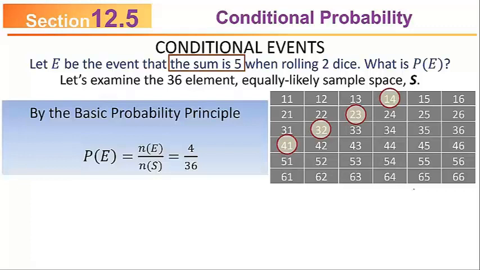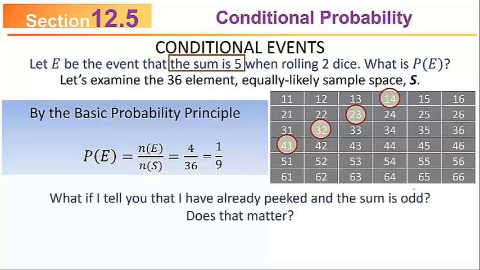we get, by the basic probability principle, the number of ways of getting what you're looking for, which in this case is a sum of 5, divided by the number of ways you can get anything in the sample space, which we know there are 36 things, so it would be 4 over 36. If you want to reduce it to 1/9, you can.